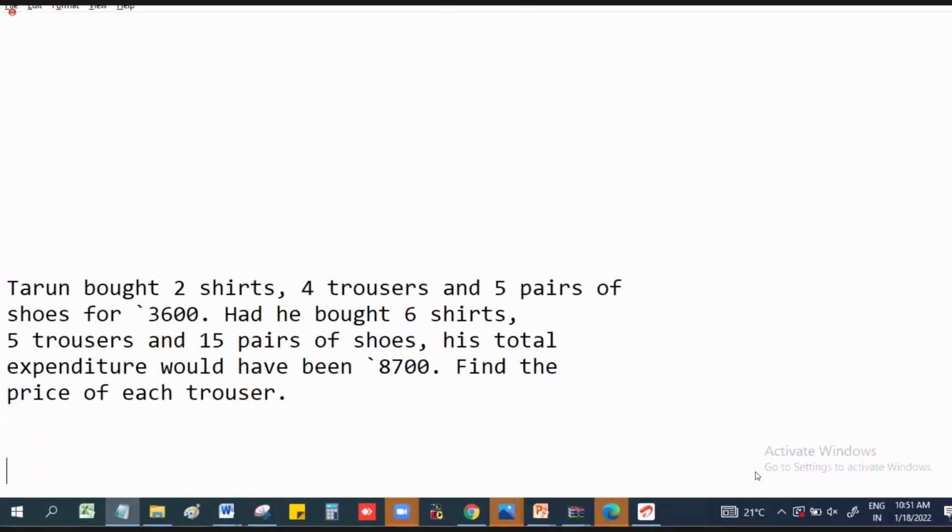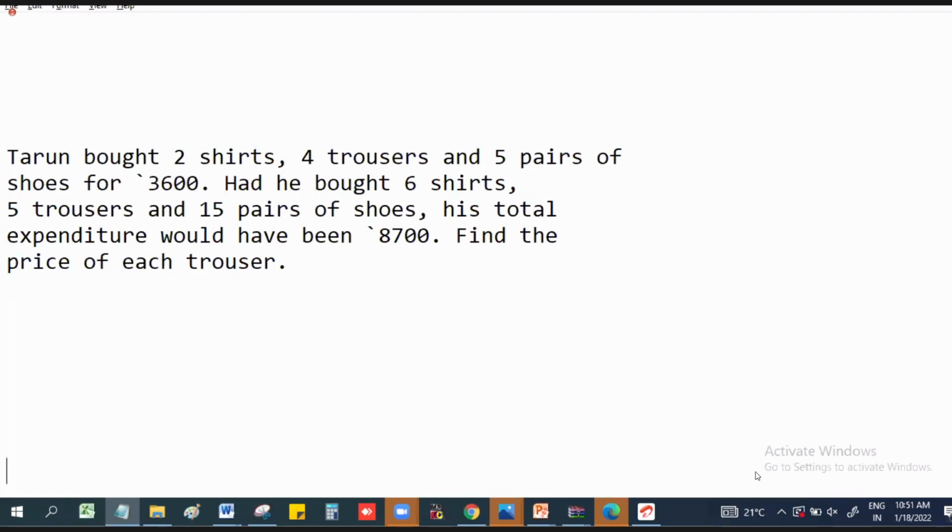So in the first part, we are solving questions based on equations. Here I am presenting my next question. I am giving 2 minutes. Just give it a shot. If you got your answer, type it in the live chat.